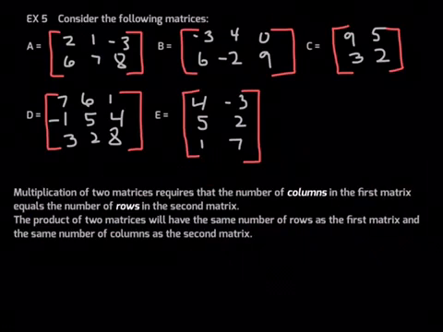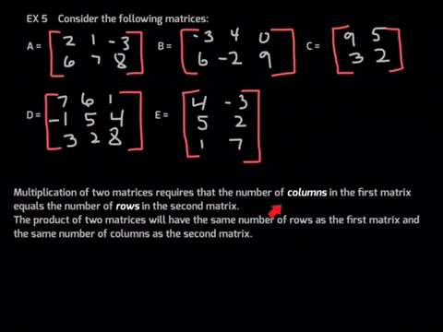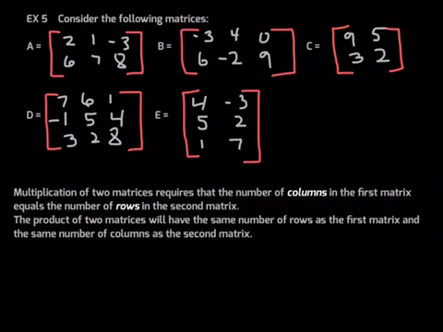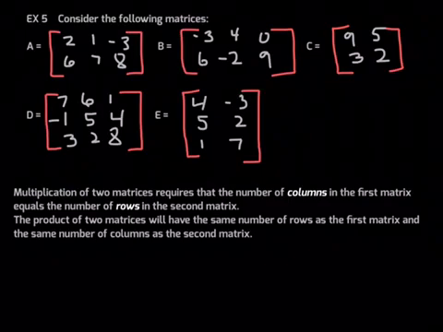Okay, go ahead and add this to your notes here. Multiplication of 2 matrices requires that the number of columns in the first matrix equals the number of rows in the second. Number of columns has to be the same as the number of rows. Columns to rows. Columns of the first matrix must be equal to the number of rows of the second matrix. Okay? If that's true, then you can multiply. If that's not true, then you cannot multiply. The multiplication is not defined.